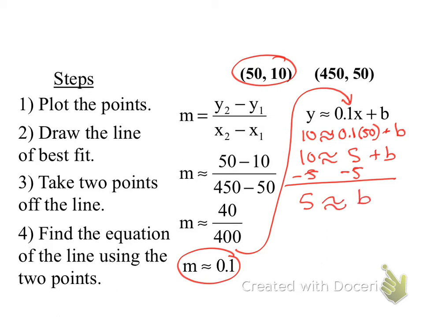So now what am I doing? What is the equation now? Charlie? Y is about equal to 0.1x plus 5. Now, what you've just done with that linear trend of data is make an equation that establishes a pattern that relates brain size to lifespan.